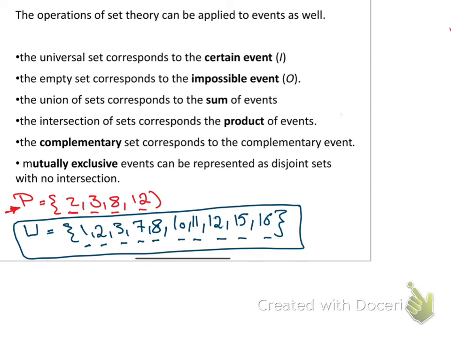And also I have another group, which is called Q. Q will consist of, let us say, 3, 7, 11, 12, 15, okay?